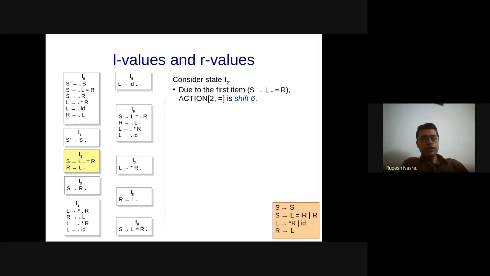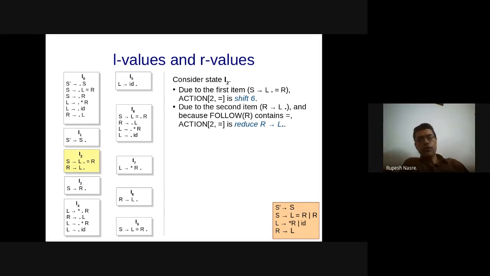Right. So just to recap, due to the first item, the action of I2 on equal to is shift 6, and due to the second item, and because of follow, this part is important, don't forget that.